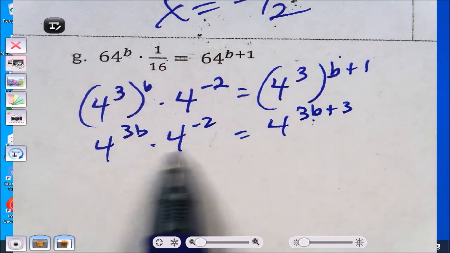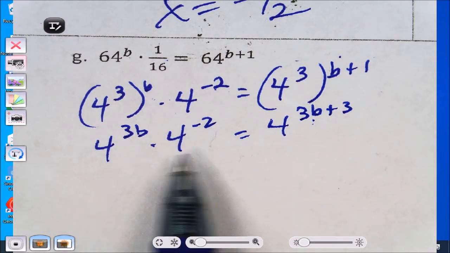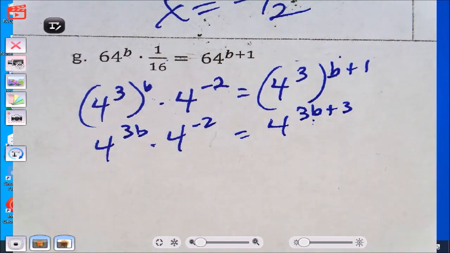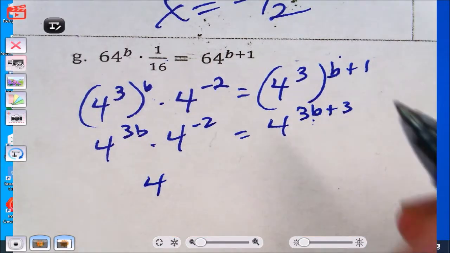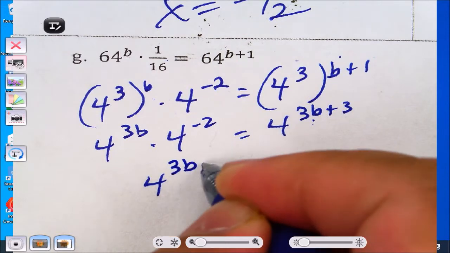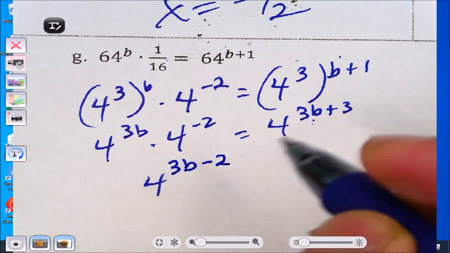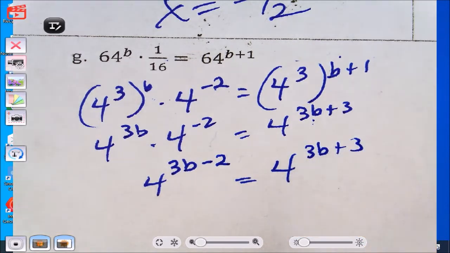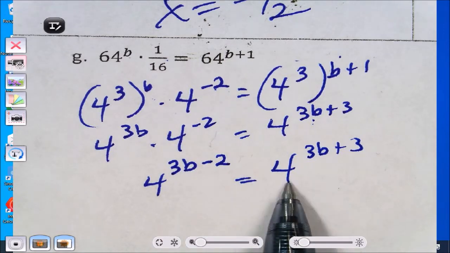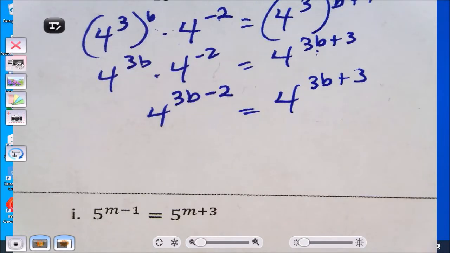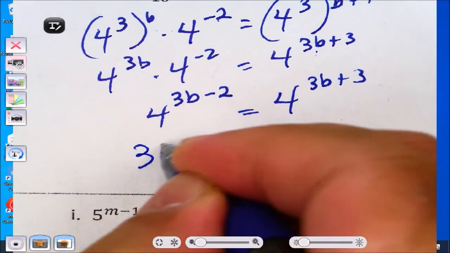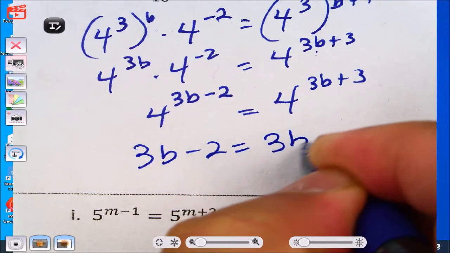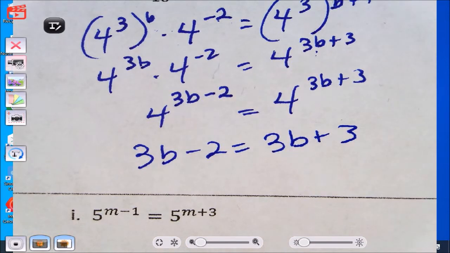Now, what do I do when I have bases the same and the exponents? What do I do with those exponents? You add them. So it's 4 to the 3b plus a negative 2. So I'm just going to write minus 2. Alright, so now what I have is 4 to the 3b minus 2 and 4 to the 3b plus 3. So I can write it, just the exponents. Right? Once the bases are the same, I can rewrite it with just the exponents.